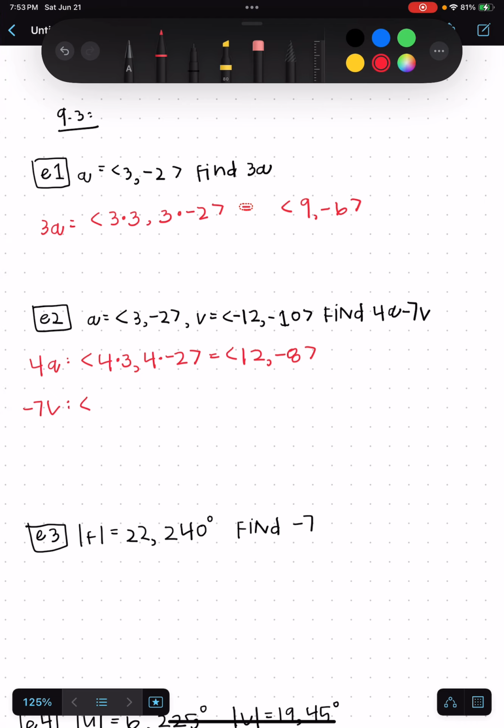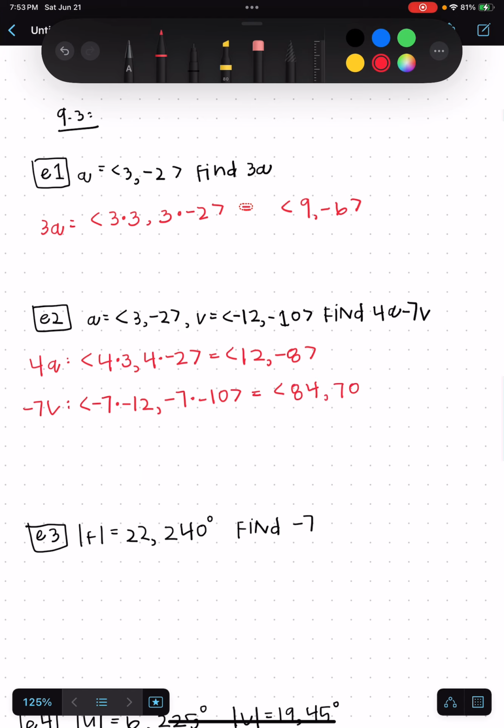So -7v would give me -7 times -12 and -7 times -10. And then that would give me, let's see, 7 times 12, 84, positive 84, because a negative times a negative is a positive. And then 70, because again, negative times a negative is a positive.